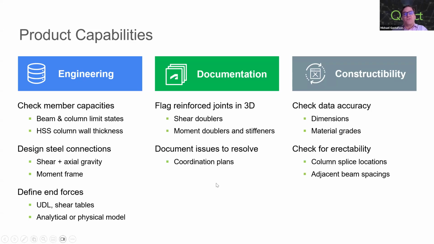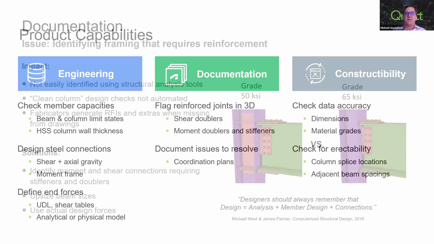The second bucket is around documentation, with engineers having to better document where doublers and stiffeners and these complex areas are in their framing that require reinforcement. Identifying those issues in Revit is actually going to be more efficient for you to document those typical details, those non-typical details in your Revit model. And then finally, around constructability, we're checking things like dimensioning accuracy, work points, material grades, and erectability.